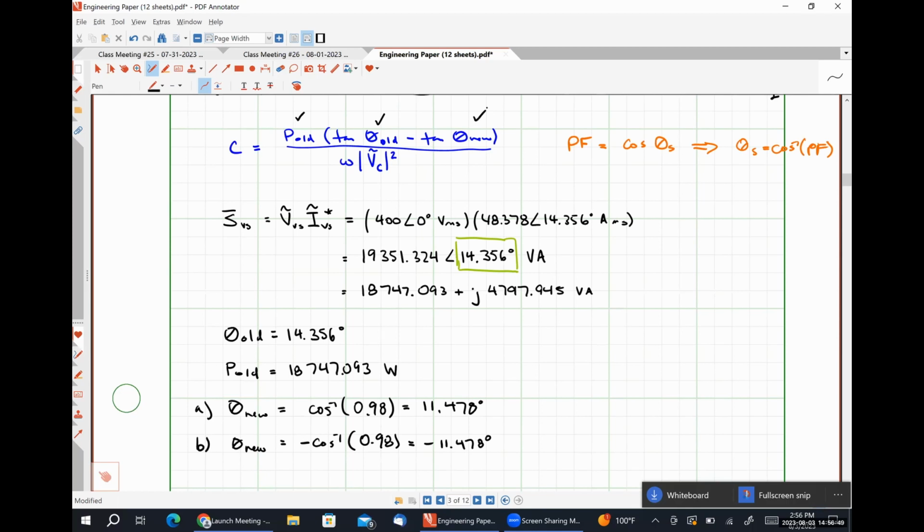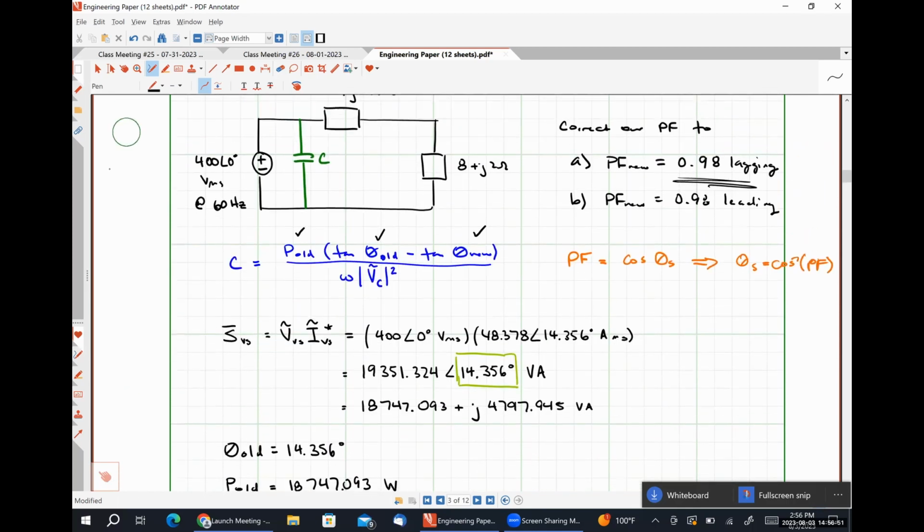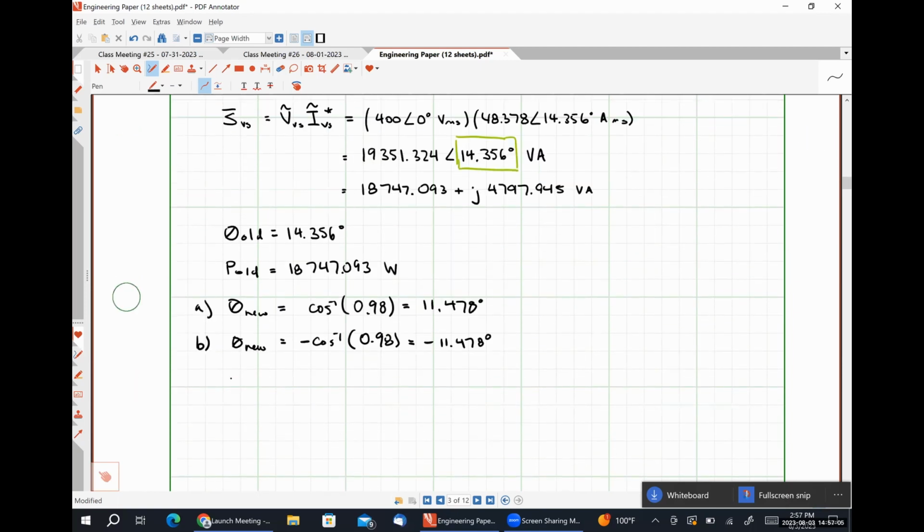So what about omega? Scroll up here. We don't have omega, but we can find omega. We were given the linear frequency f is equal to 60 hertz. Omega is simply 2 pi times f, which is going to wind up being 120 pi radians per second.